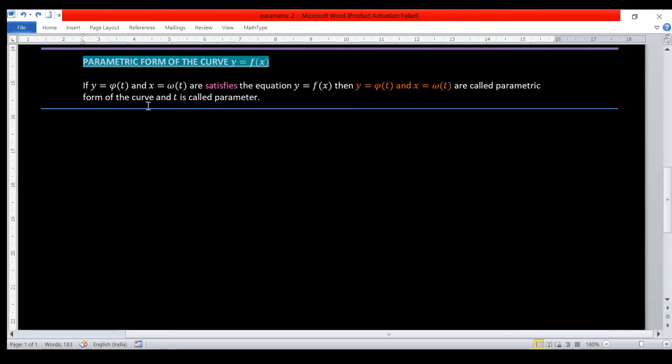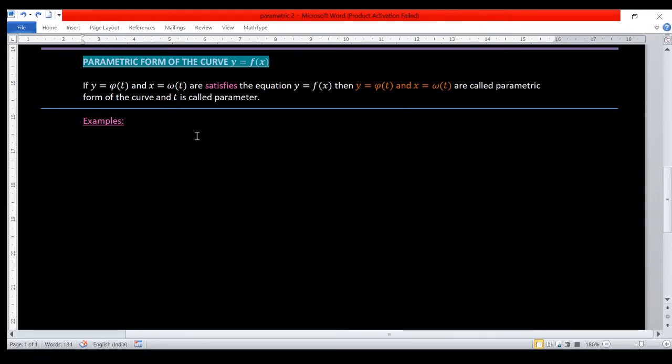So usually the equation is y is equal to f of x. But the parametric approach is different. There are totally three variables: x, y, and t. Here x and y are dependent on t value. That is the most important one. The t is called a parameter.